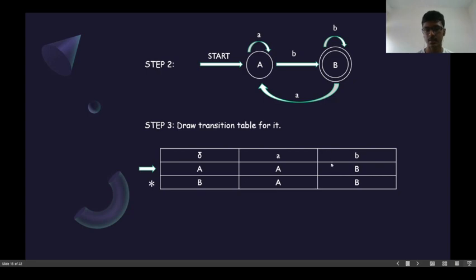Let's understand it with the other three. When the state A gets the character b, it goes to the end state B. That's why here B came. Similarly, in B, when it gets the character a, it goes to A. So that's how here A came. And when it gets b, it's a self loop, so it remains in B. This is how we write the transition table using the transition diagram.